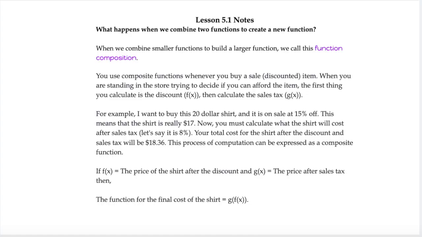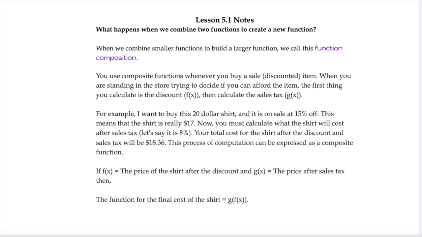We try to grab two smaller functions to build a new function. We use function compositions as an example. If we're going to go to, let's say, Kohl's, and we're going to buy something that is on sale, the first function is the sale price. And then as we're standing in line, we might be able to decide if we can afford it because we need to determine what the sales tax would be.